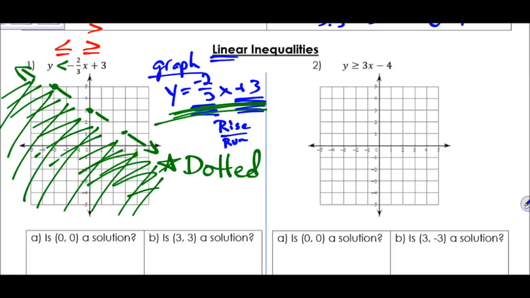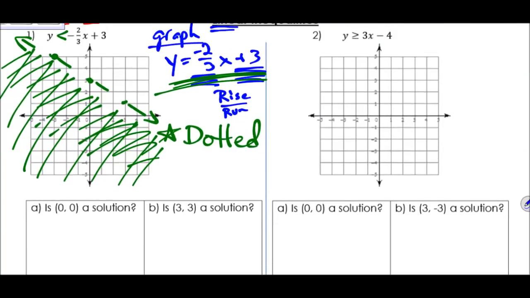And I'm going to test this in this first one. It's asking, is 0, 0 a solution? So I'm going to plug that in. 0 is my y value, and actually it's my x value. Negative 2/3 times 0 is 0. Plus 3 is going to be 3. So you get the statement 0 is less than 3. That's true. That's a solution to this inequality.